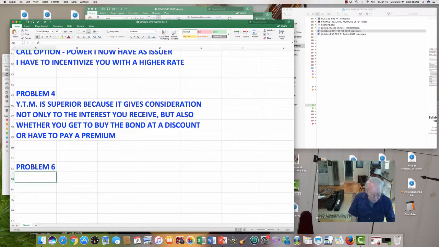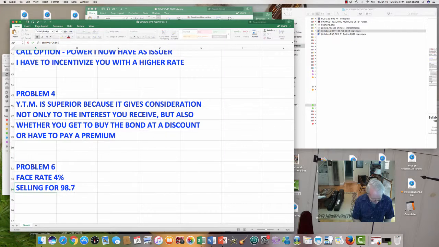Problem number 6. Your GE bonds have a face rate of 4%. Okay, write it down. Face rate 4%. Okay, and they're selling for 98.72. The question is, will the YTM be lower or higher than the face rate of interest? Well, I kind of gave that away in problem number 4, okay?